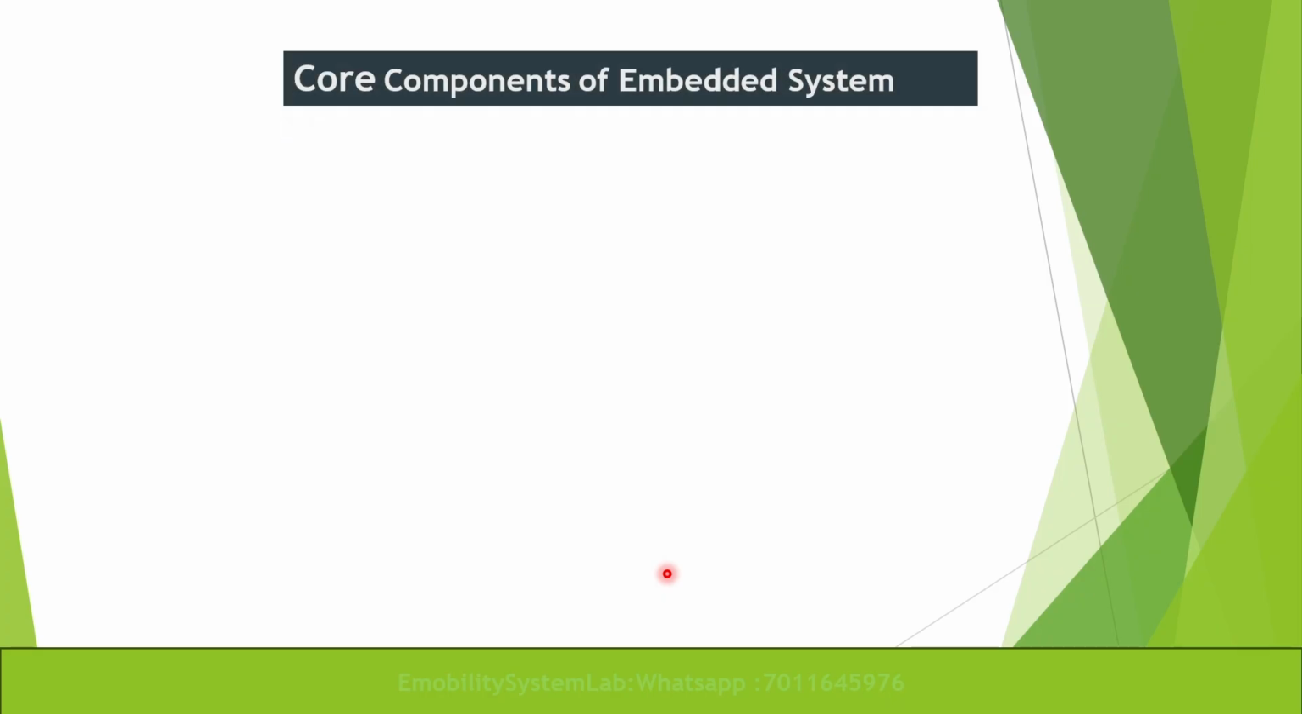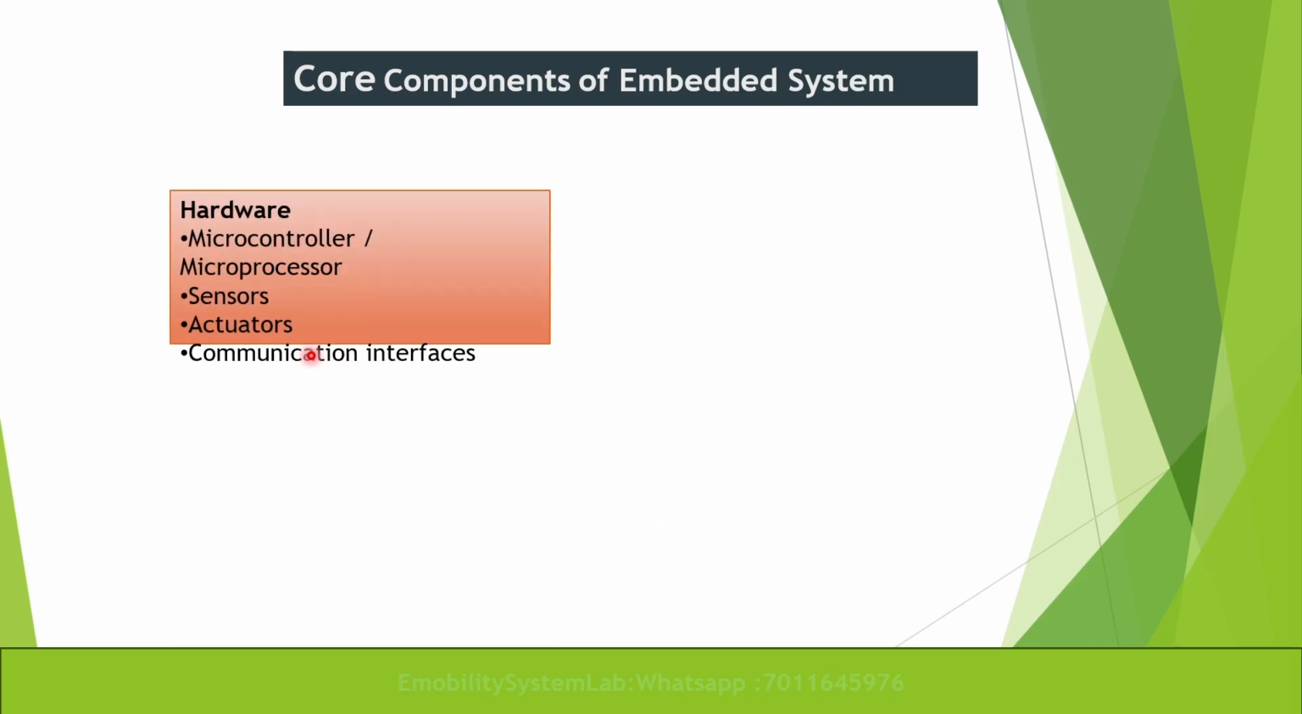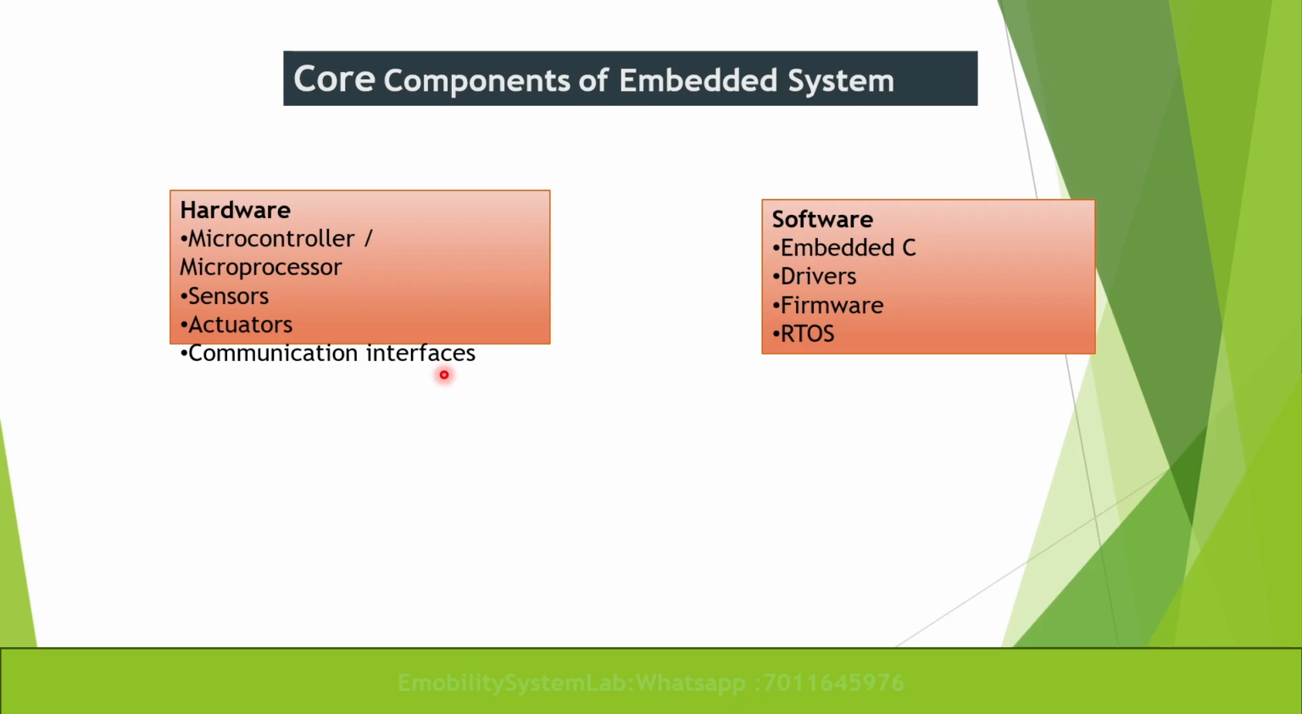So here we see the core components of an embedded system. What are the core components? Hardware, basically microcontroller, sensors, actuators, and communication interfaces. And software, basically embedded C programming. Software is written in C programming, no?